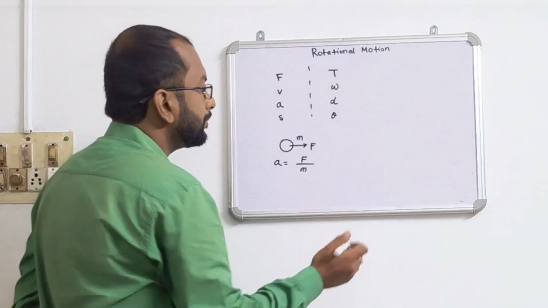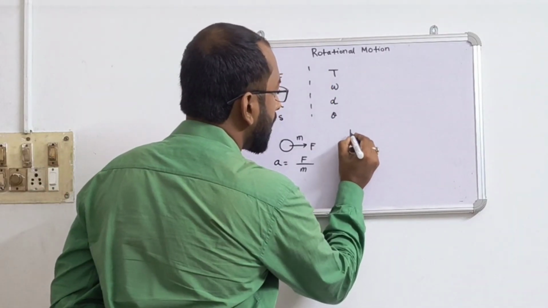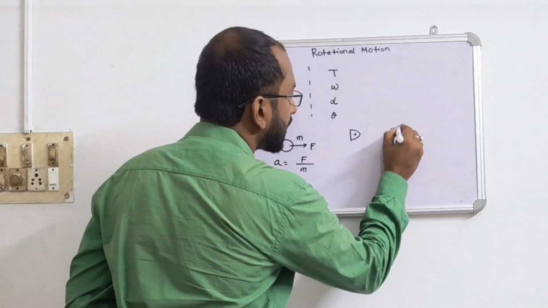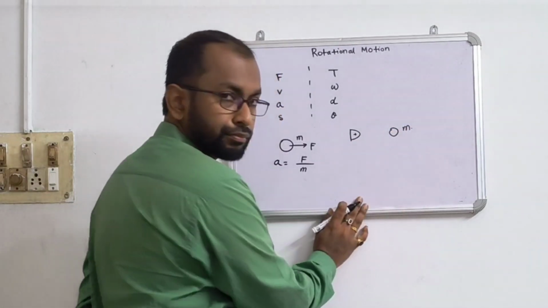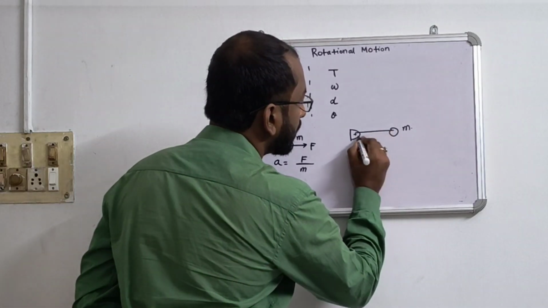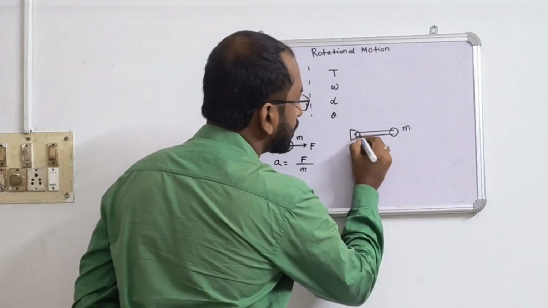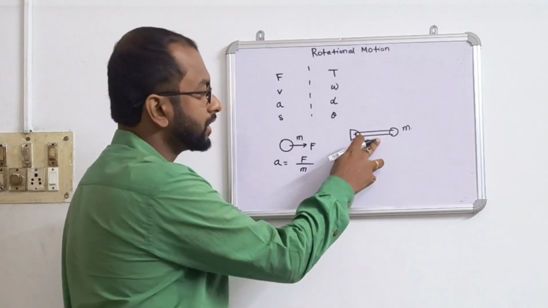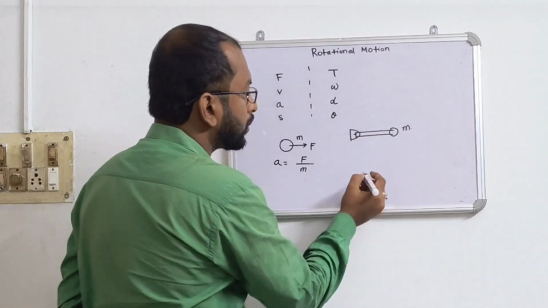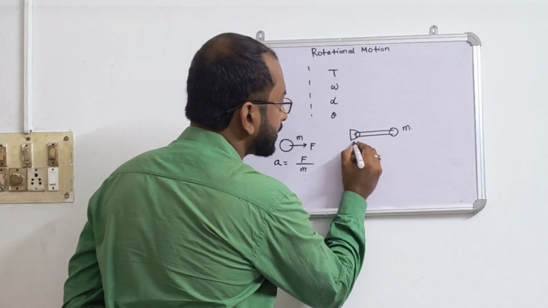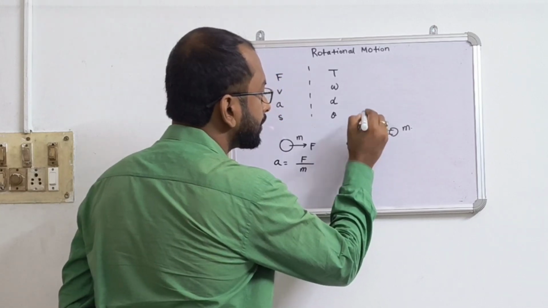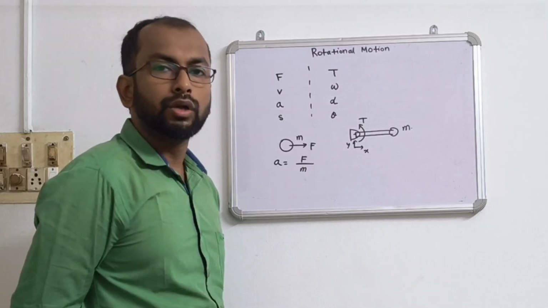And similarly, in a similar diagram, suppose one mass m is there, and it is connected from a pivot point with a massless rod. This is a massless rod, and I am applying one torque. So if this is the x-axis, this is the y-axis, I am applying one torque like this. So what will happen?